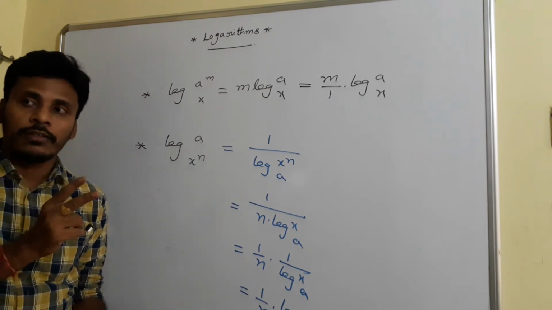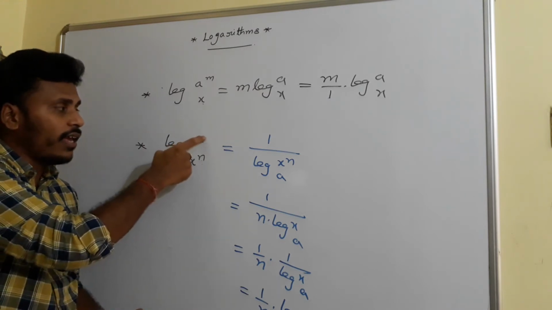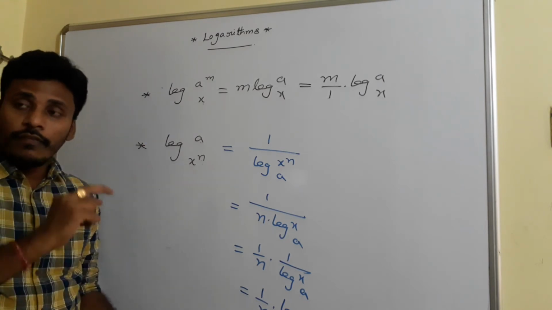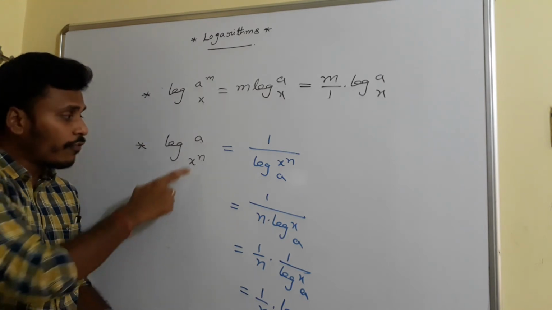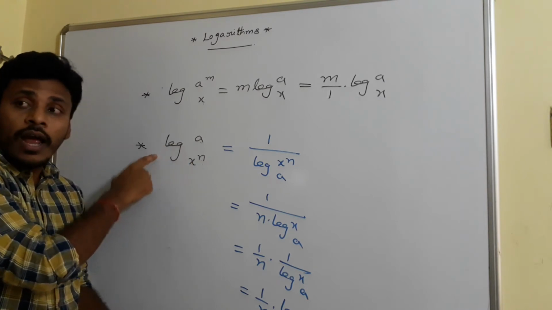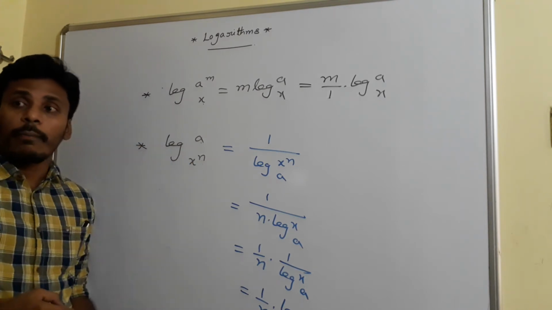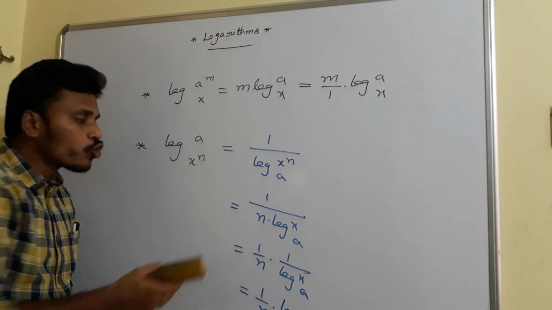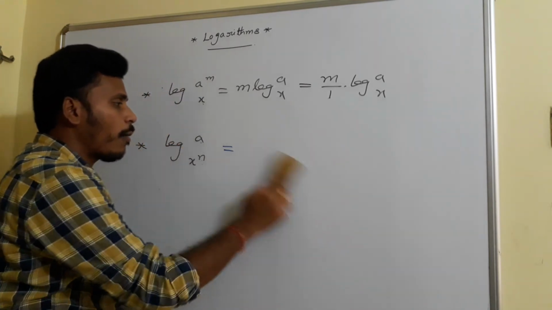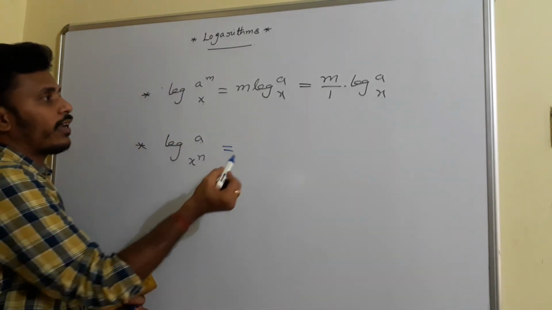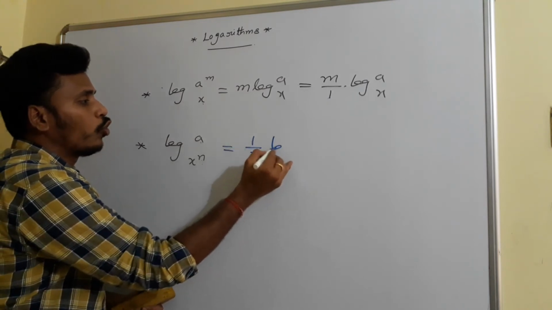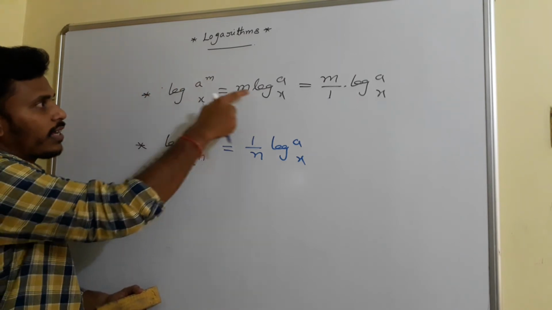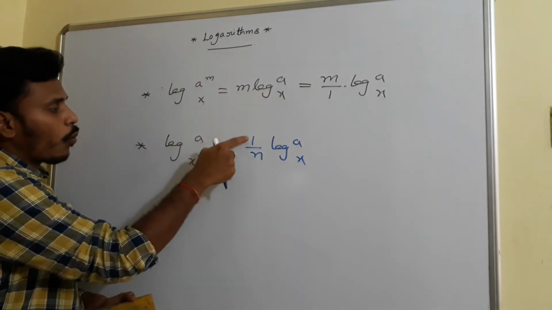So finally I have two laws. If the power is there for this a, it becomes m. It comes to the numerator as m log a base x. If that power n or something is there for this base x, it comes out and becomes the denominator, like 1 by n into log a base x. The proof is actually not mandatory. To solve the problems, you need to concentrate on the law that logarithm of a base x power n can be written as 1 by n into log a base x. Now just observe these two things. Power m will become m or m by 1. Power n will become 1 by n.